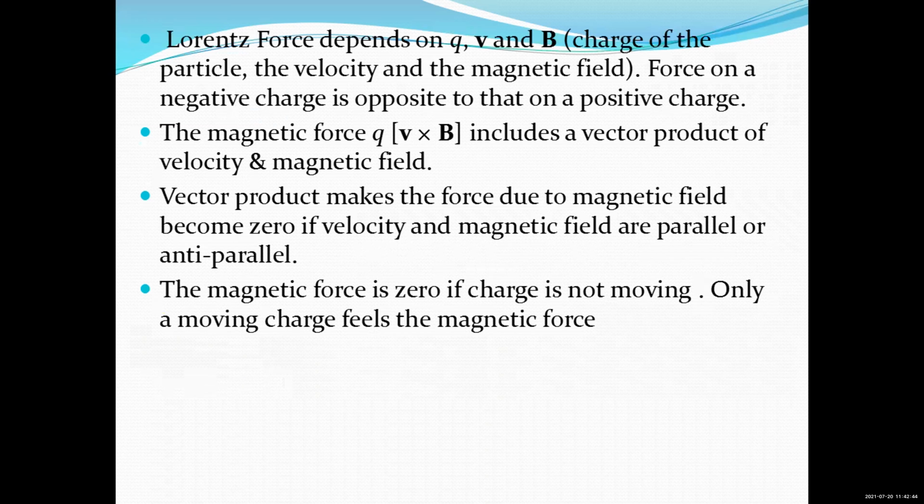Lorentz force depends on the charge of the particle, velocity, and the magnetic field. Force on a negative charge is opposite to that on a positive charge. The magnetic force includes a vector product of velocity and magnetic field. Vector products make the force due to magnetic field zero if velocity and magnetic field are parallel or anti-parallel. The magnetic force is zero if the charge is not moving. Only a moving charge feels the magnetic force. I hope this topic is clear for everyone.